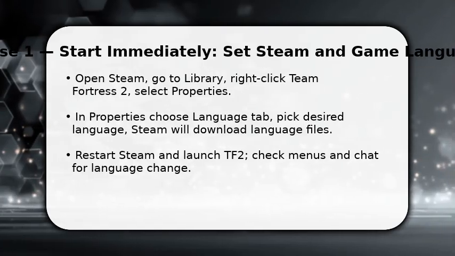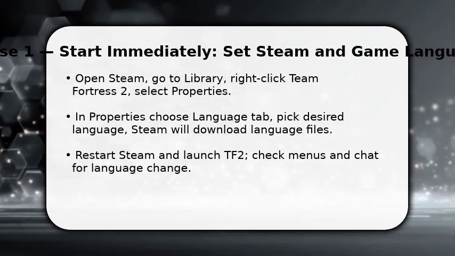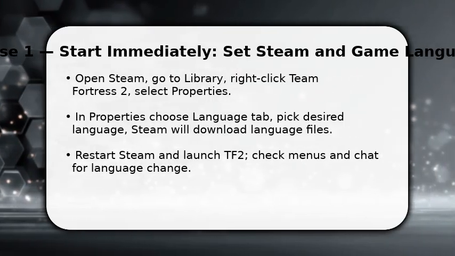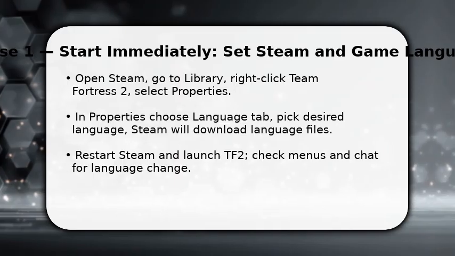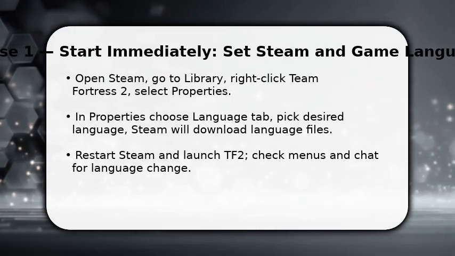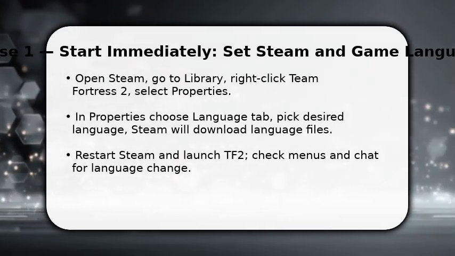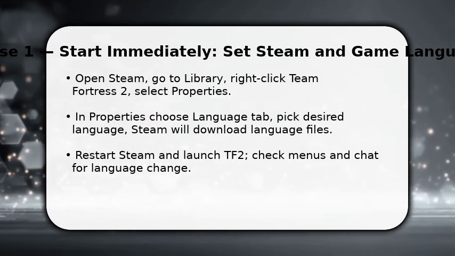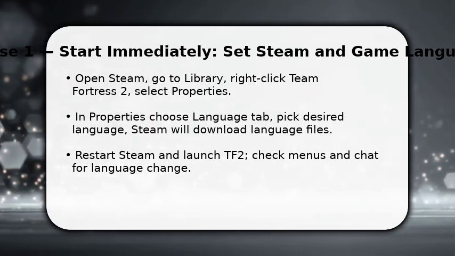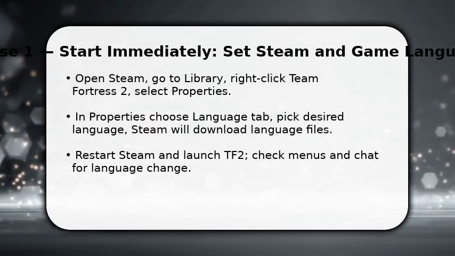You start by changing Steam's language for Team Fortress 2 so the game can load the correct strings. In Steam, go to Library, right-click Team Fortress 2, choose Properties, then the Language tab. Select the language you want and allow Steam to download any missing files. This step ensures localization files are present.